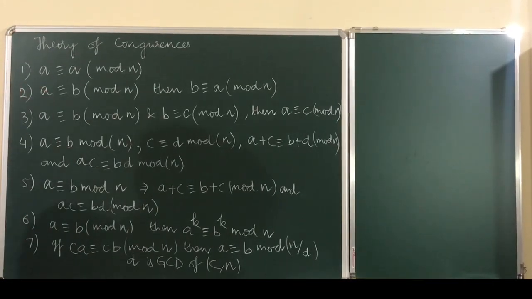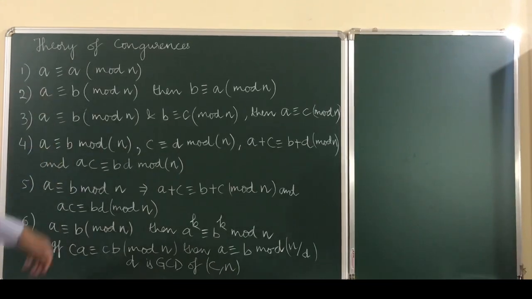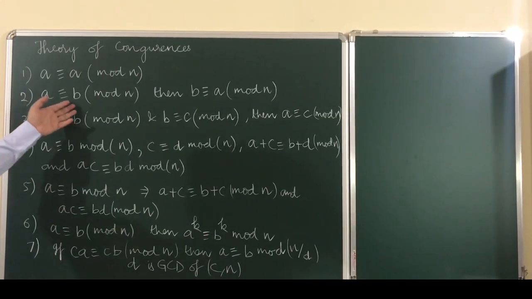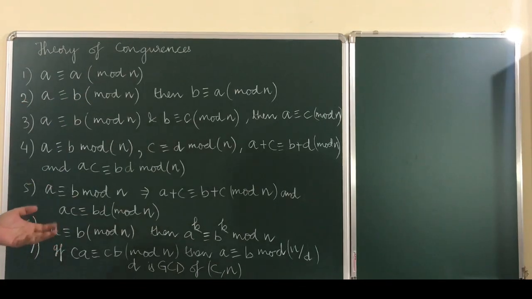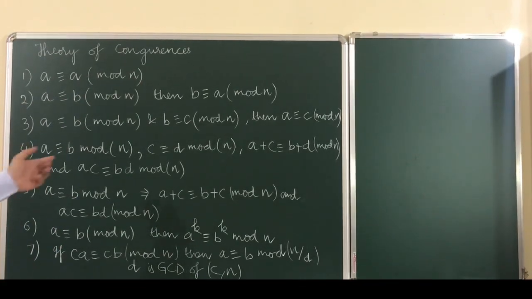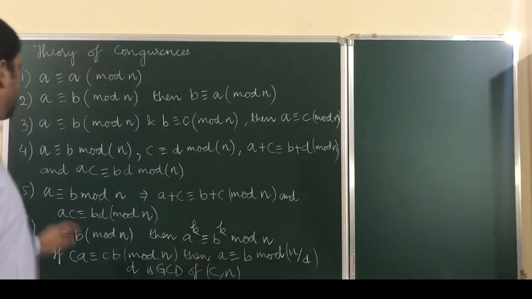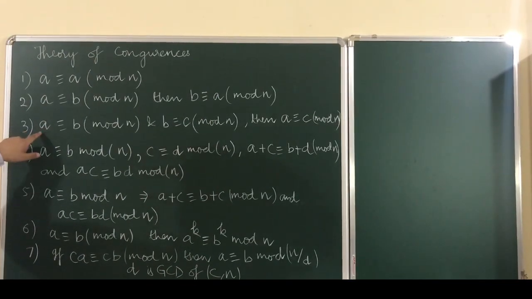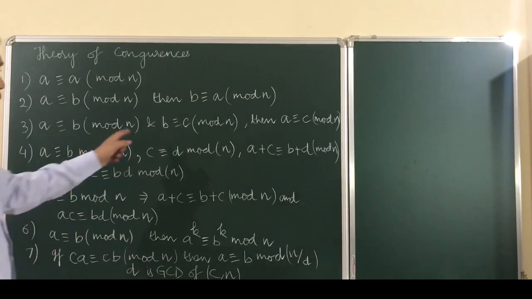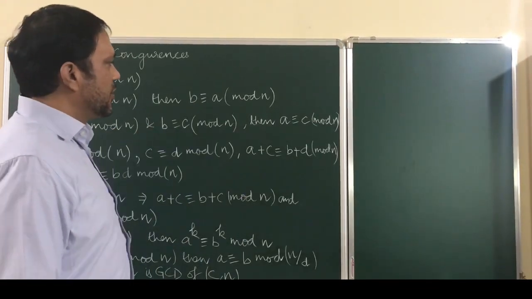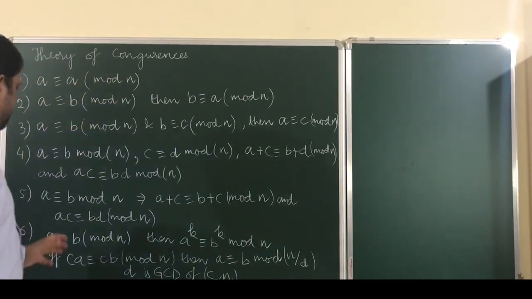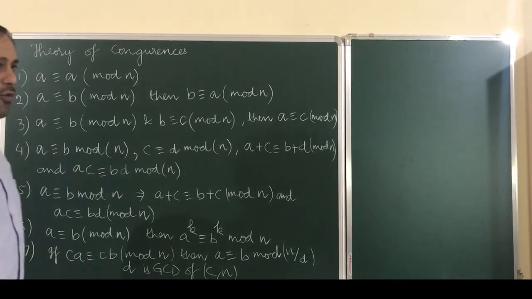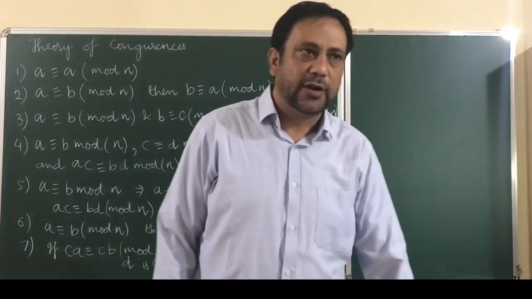So rule 1 is quite obvious: A is congruent to A modulo n. The second one: if A is congruent to B modulo n, the remainder you get from A and B after division by n is the same, we have just interchanged them. So the second is quite obvious. Third, if A is congruent to B modulo n and B is congruent to C modulo n, then A is congruent to C modulo n.